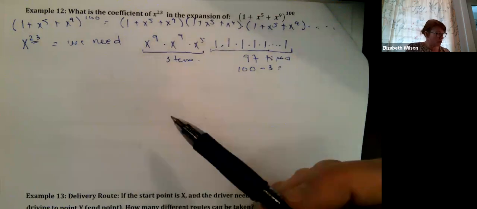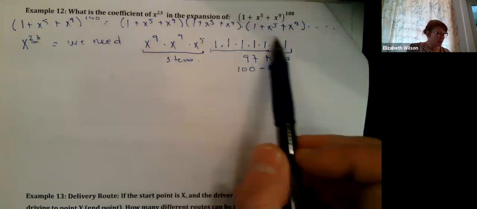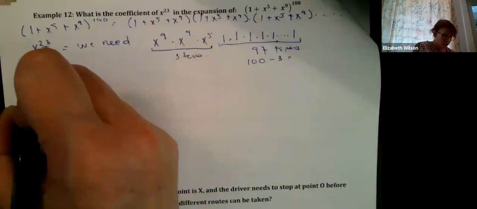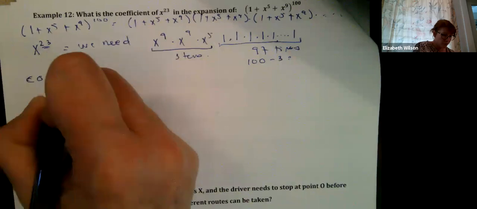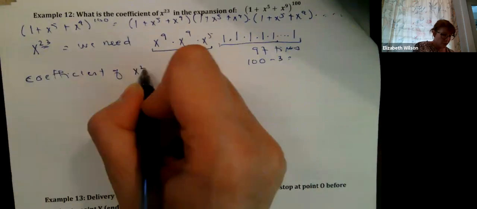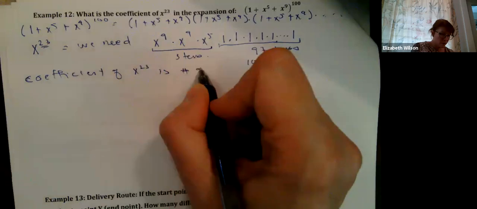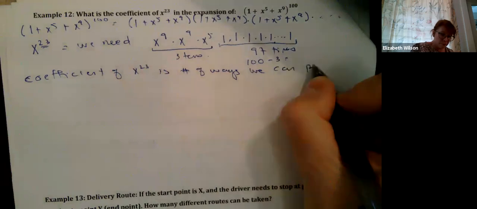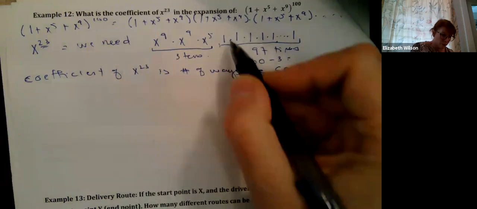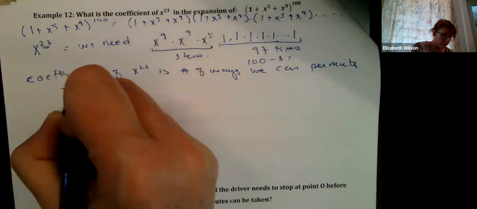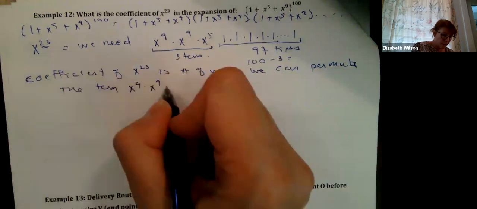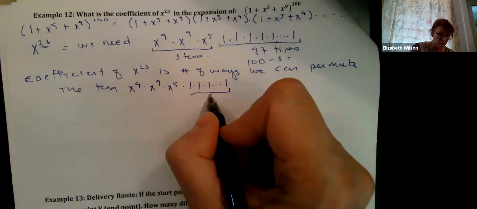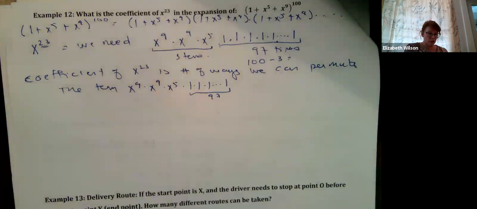Okay, so the coefficient of x to the 23rd is going to be the number of ways that we can permute this right here. So let's write this down: coefficient of x to the 23rd is the number of ways we can permute this term right here. X to the 9, x to the 9, x to the 5th times 1 times 1 times 1 times 1. Remember, there are 97 ones here. Let me just write 97. Okay, so the coefficient is going to be the number of ways we can do that.